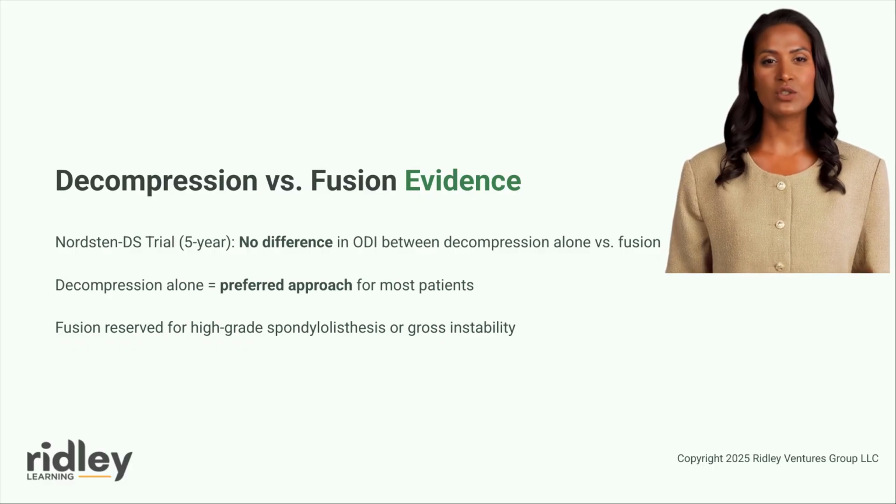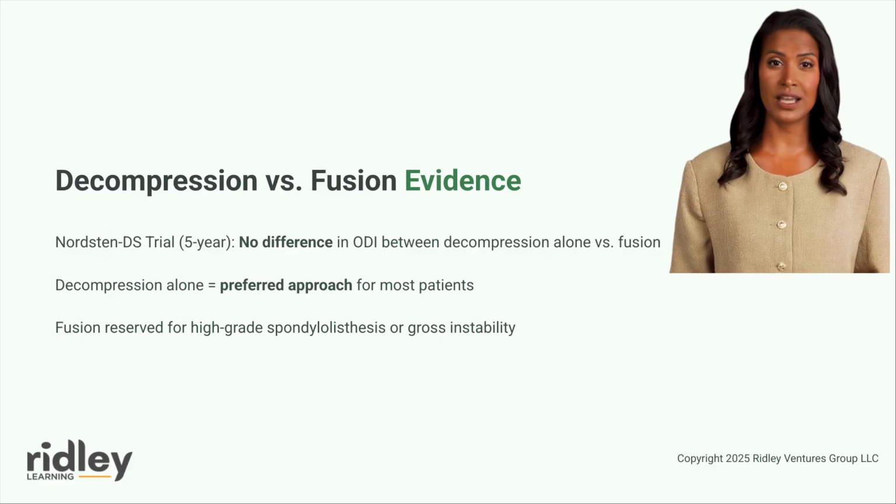The 5-year follow-up results from the Nordsten DS randomized controlled trial, published by Komatsu and colleagues in the BMJ in 2024, provide definitive long-term evidence. This rigorously designed trial randomized patients with degenerative spondylolisthesis to decompression alone or decompression plus fusion with blinded outcome assessment. At 5 years, the trial found no significant difference between groups in the primary outcome of Oswestry Disability Index score, with both groups demonstrating substantial and durable improvement. Secondary outcomes, including leg pain, back pain, and quality of life, similarly showed no between-group differences.